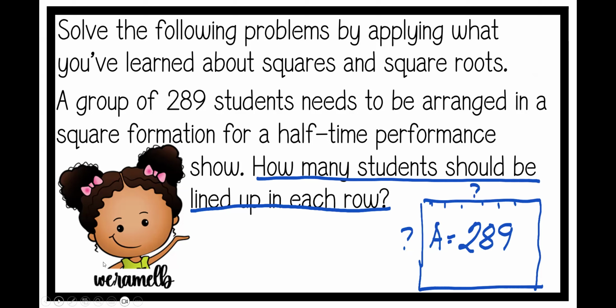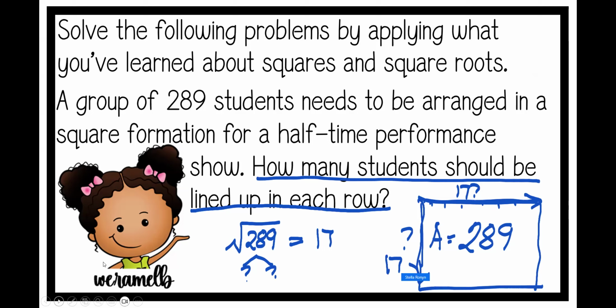So what will I do again? What's the opposite of getting the area? It is getting the square root of 289. So let us think of a number that when we multiply by itself will give me 289. Look at the chart that you just filled up, or look at the top of our board. Those are your perfect squares. Okay, so it is 17. There should be 17 students going this way, and there should be 17 going this way. Right?